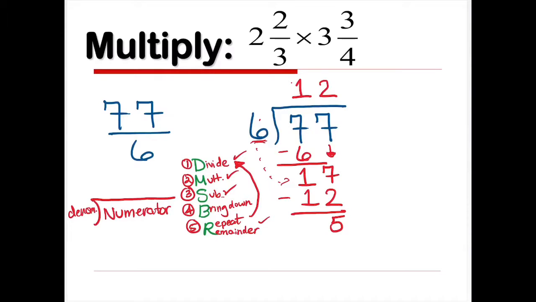Okay, now there's no more numbers to bring down, so this 5 is a remainder, but we're not going to put 12 remainder 5. We're going to put 12 and we're going to put a fraction. Now remember, when we put a mixed number as our answer, our remainder becomes our numerator, and the denominator is the old number that we used before, 6. So you got 12 and 5/6 right there.